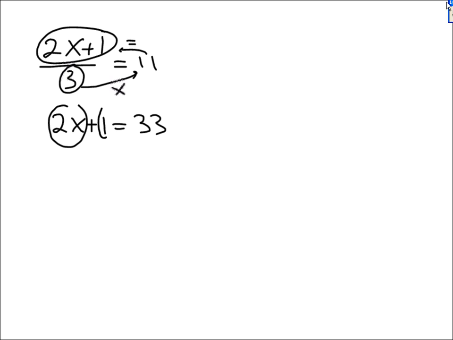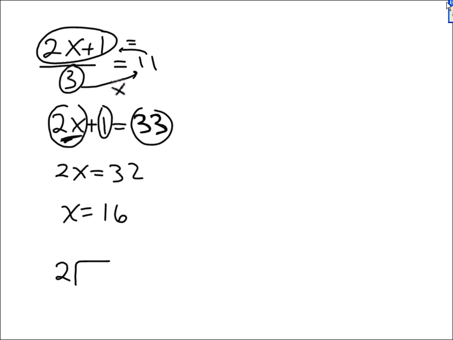Some number plus 1 is 32. Oh, I know it's 33, excuse me. Some number plus 1 is 33. That number must be 32. 2x must be 32. 2 times what is 32? 16. And if you didn't know that, then you'd have to do 2 into 32. 2 into 3 goes 1 time with 1 left over, and 2 into 12 is 6. So yes, the answer is 16.